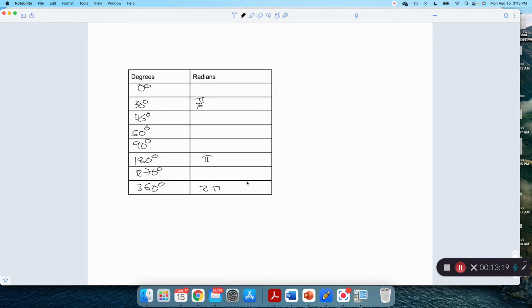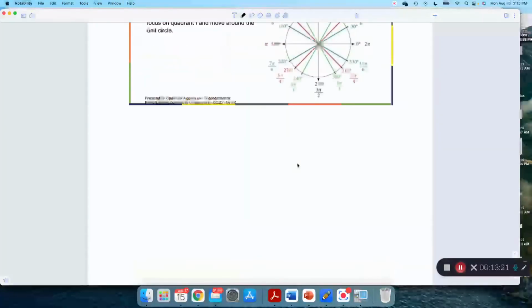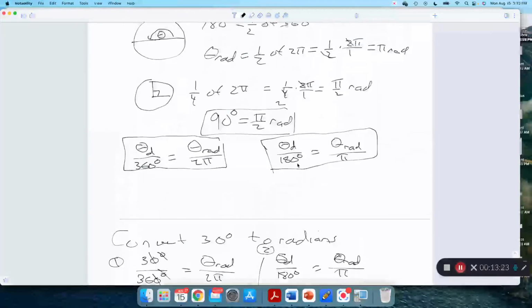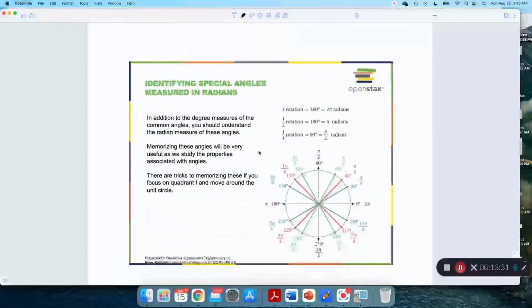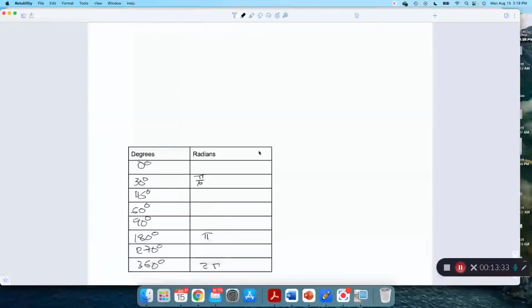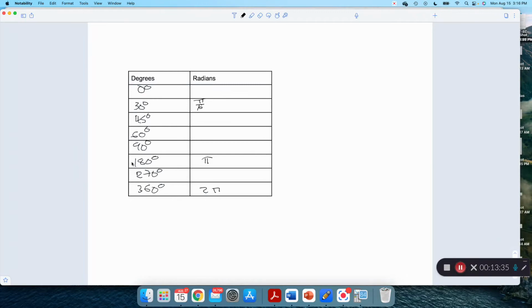Okay, what about 90? I think we just did 90 too, didn't we? Yeah, it's right there. 90 is half of 180, so pi over 2. So think in terms of fractions. 90 is half of 180, so in radians, we'll have half of pi. Pi over 2. What about 45?